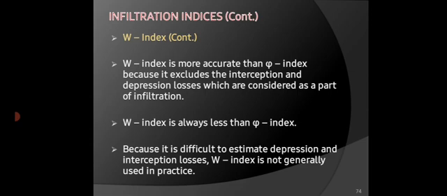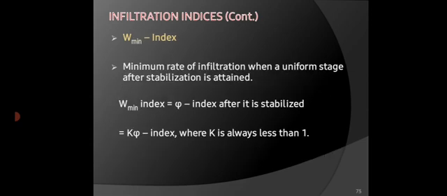W index is more accurate than phi index because it excludes the interception and depression losses, which are considered as a part of infiltration. W index is always less than phi index. Because it is difficult to estimate depression and interception losses, W index is not generally used in practice. So in practice, phi index is used.